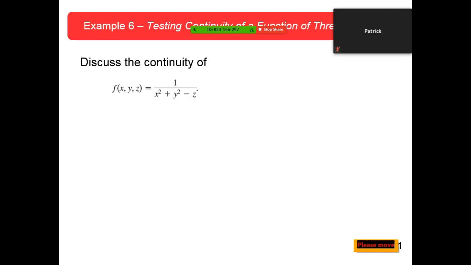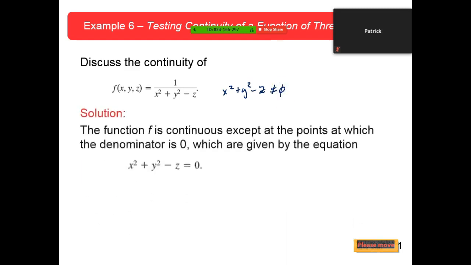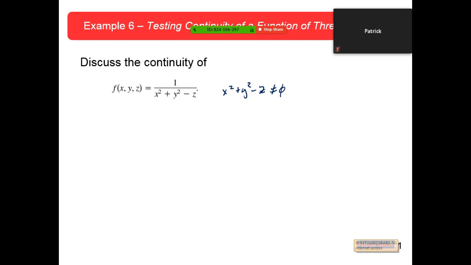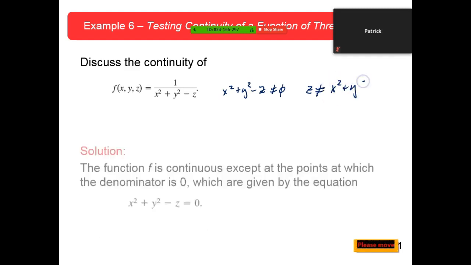So, all they're asking here, discuss the continuity of that function. f of x, y, z is equal to 1 over x squared plus y squared minus z. So what could you tell me? What would be your condition here? Basically, you start just like we did before. Well, we know that the bottom cannot equal 0. x squared plus y squared minus z cannot equal 0. Now, what does that tell you? z cannot equal x squared plus y squared. Perfect. What does that mean?